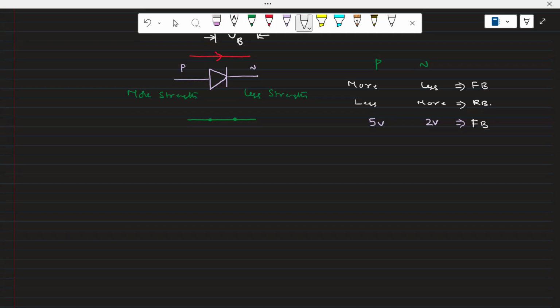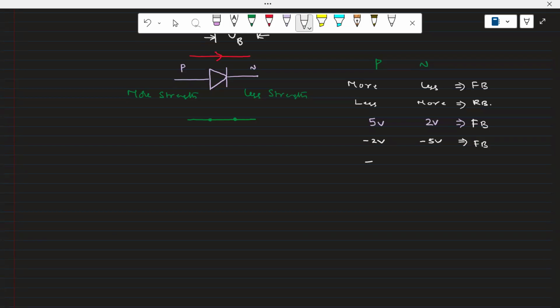Okay, right. For example, this is minus 2 volts. This is minus 5 volts, for example. And can you say what it is? It is in forward bias, right? Because minus 2 is higher than minus 5. That's the reason why it is in forward bias.